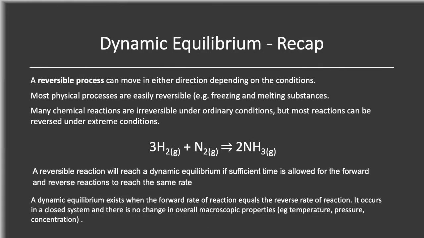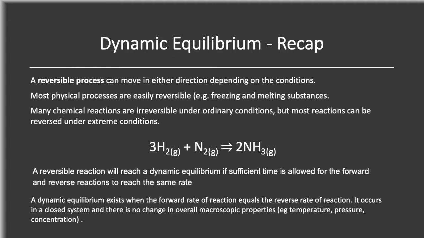So, what do we mean by a dynamic equilibrium? It's a reversible process that can move in either direction. Many physical processes are reversible, for example, freezing and melting. Most chemical reactions are irreversible, but some can be reversed, and there's the example of our old friend, the Haber process. So, a reversible reaction will reach dynamic equilibrium if we give it sufficient time for both the forward and reverse reactions to occur at the same rate.